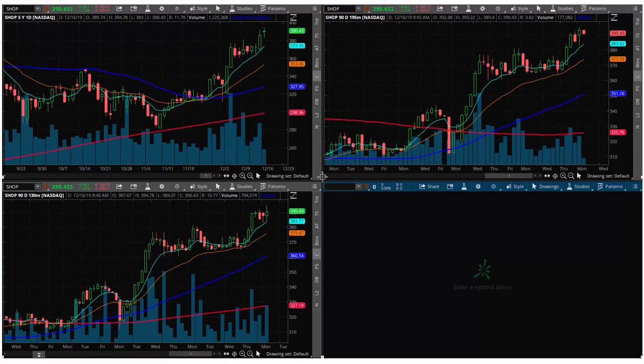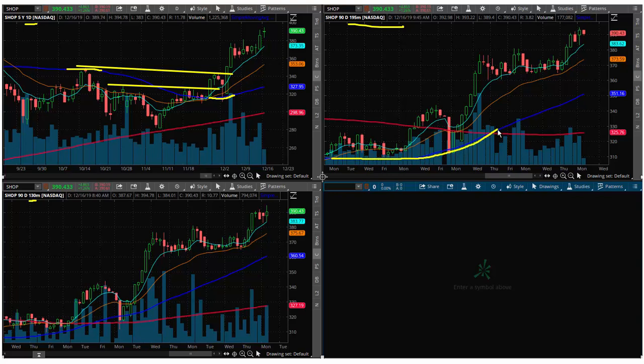Here is Shopify. A couple things I was looking at. So we had a resistance kind of here, another resistance here. Notice how the daily is resistance here, but then the daily acts as support here. This is the daily, it's a 195 chart, 130 chart. The 50 on the 195 chart is nice support in here. The 200 on this time frame is nice support right there.